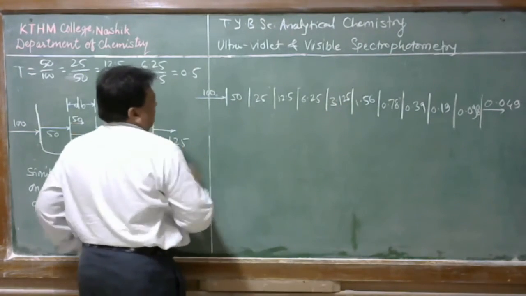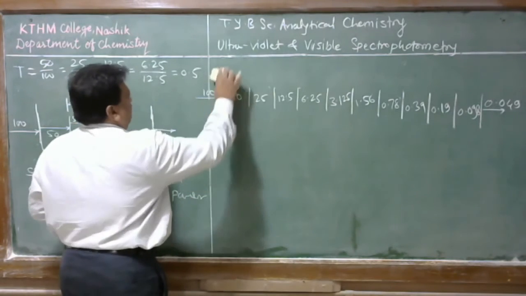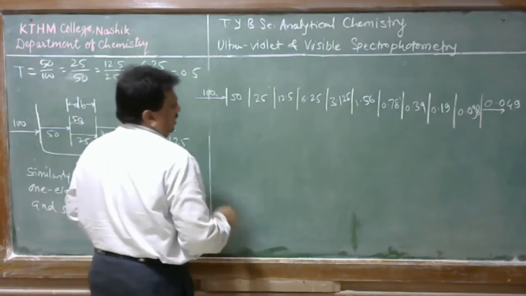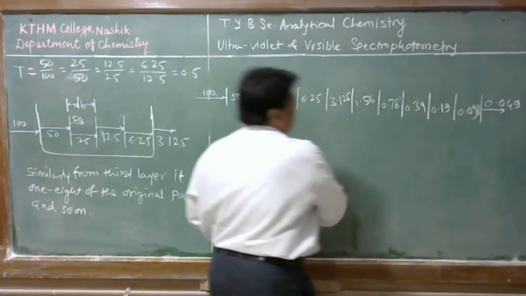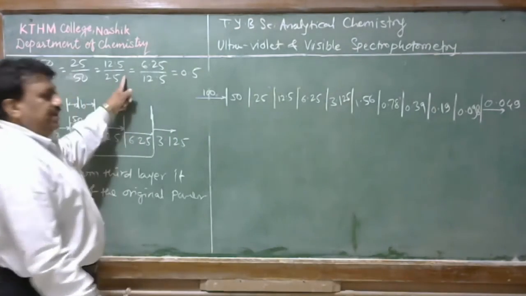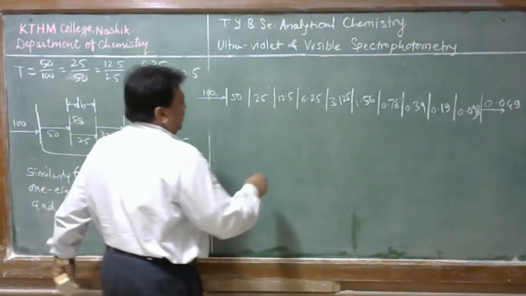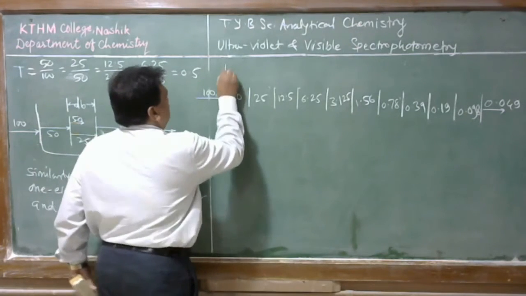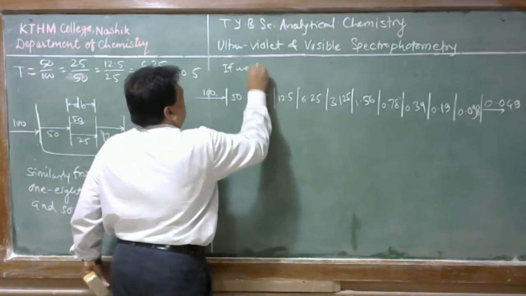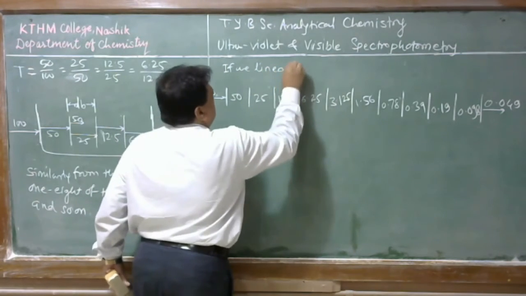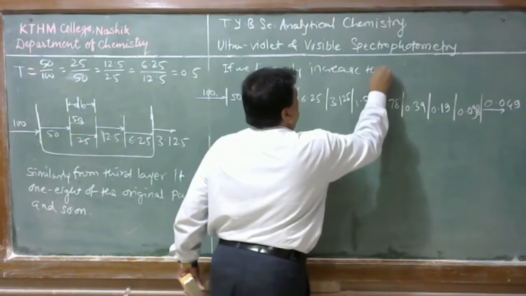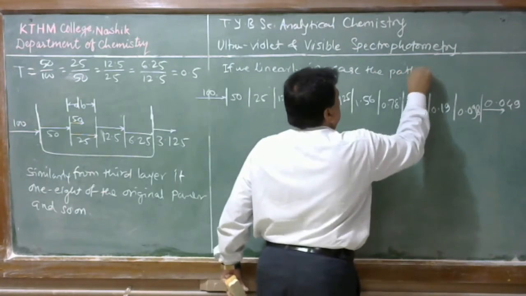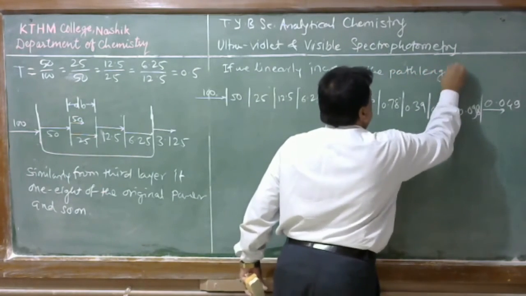Here in this case, if we increase the number of layers, the transmittance of each layer is the same as we calculated here. But suppose we linearly increase the path length, then what is the effect?